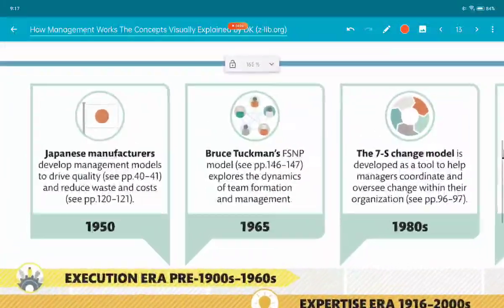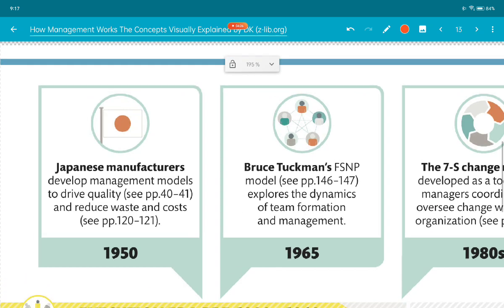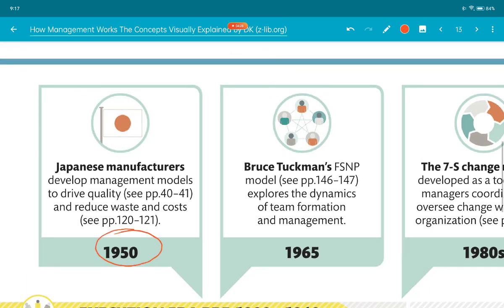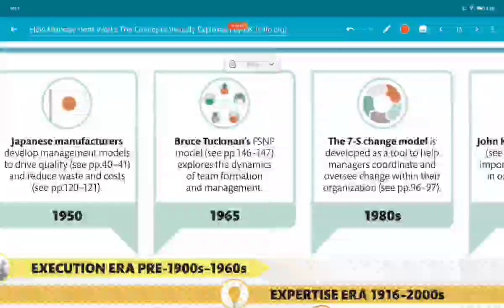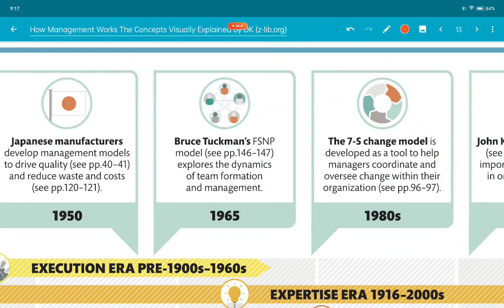Now let's discuss these models of different eras. In 1950, Japanese manufacturers developed a management model to drive quality and reduce waste and cost. We'll discuss Bruce Tuckman, the forming, storming, norming, performing model. This explores the dynamics of team formation and management.